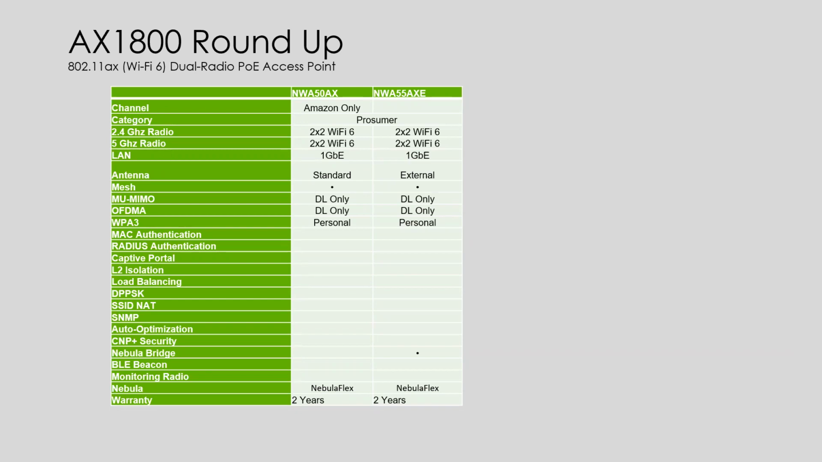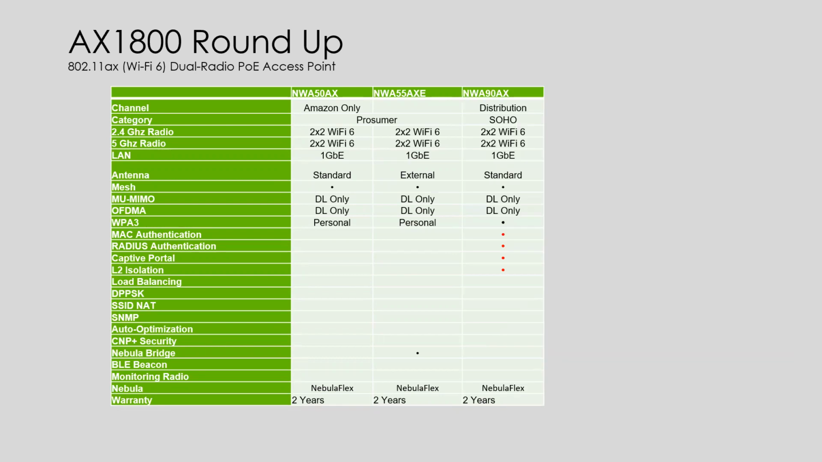But so it's missing MU-MIMO. It can do downstream, but it cannot do upstream MU-MIMO. It has OFDMA from the access point to the client, but doesn't support OFDMA from the client back to the access point. And then on the RADIUS side of things, it doesn't support MAC authentication. It doesn't support captive portal. It doesn't support layer 2 isolation. So for those reasons, that's why we market these more towards a SOHO environment where you probably don't need captive portal, you don't need layer 2 isolation, et cetera, et cetera.